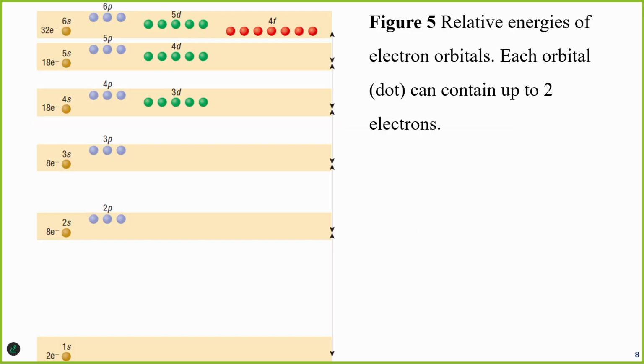And here, the relative energies of the orbitals of the various sublevels are shown in figure 5. You can have a look at that by yourself. Also note that each orbital, or dot here, can contain up to 2 electrons.